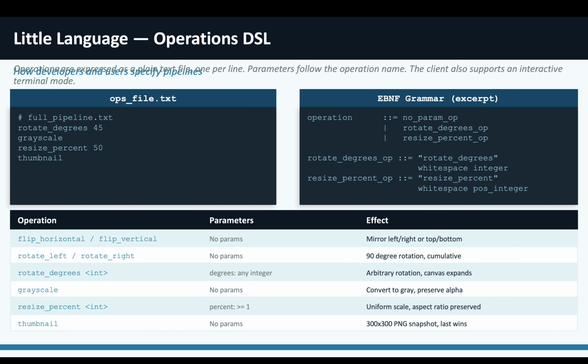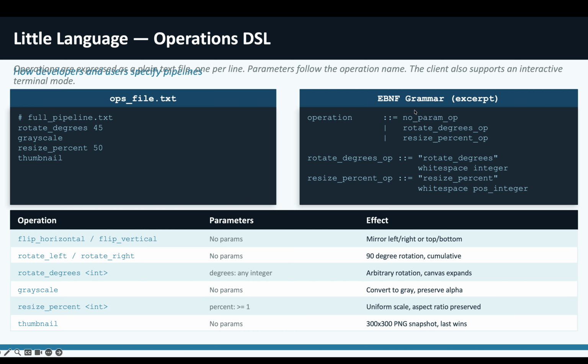So for our little language, the operation pipeline is expressed as a small and simple syntax. So a plain text file, if we choose to do it that way, is one operation per line. Parameters follow the operation name. So you can see here that this is what an operation file would look like. We have the full pipeline text. So rotate degrees 45, this is the degree. Grayscale, which is one operation, doesn't take a parameter. Resize percent, which 50 would be 50%, and then thumbnail.